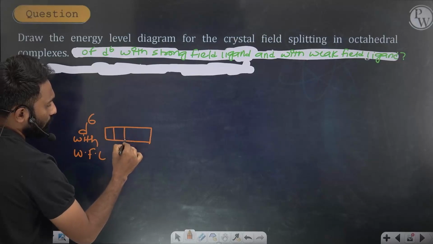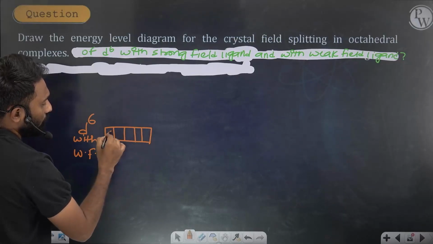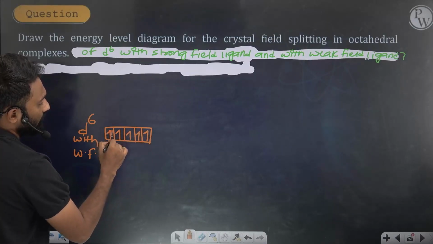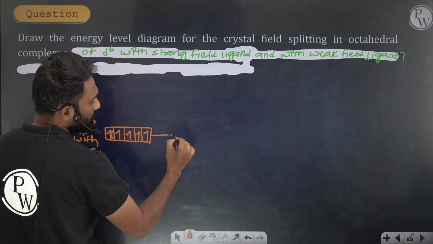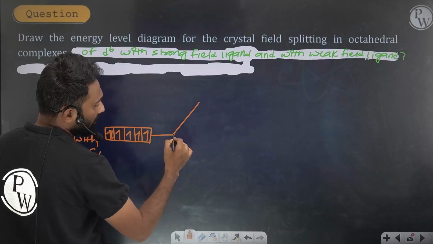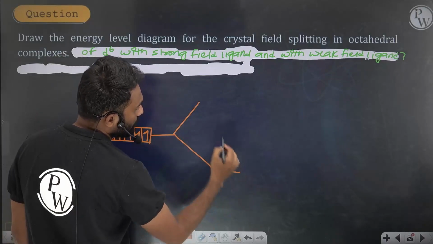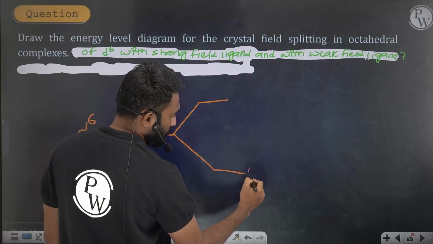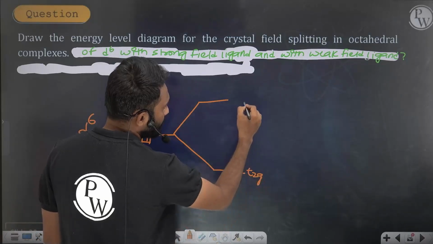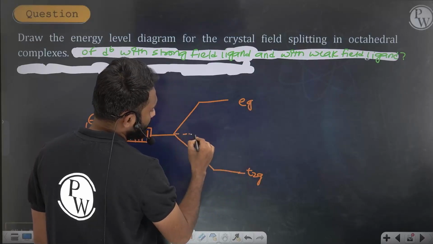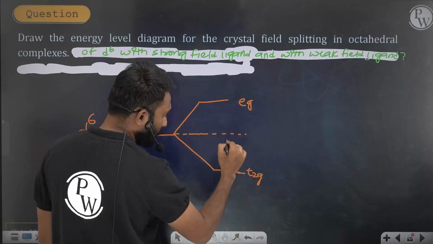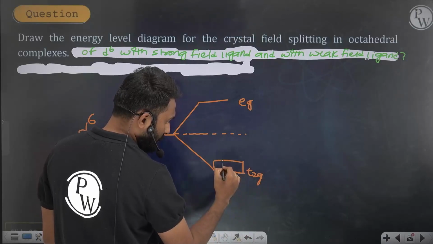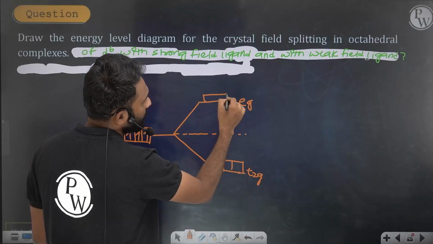1 2 3 4, 1 2 3 4 5 6. Now in an octahedral complex it will be split into t2g and Eg. This is t2g and this is the Eg. Now this is the barrier. From here to here is the energy, t2g and Eg.